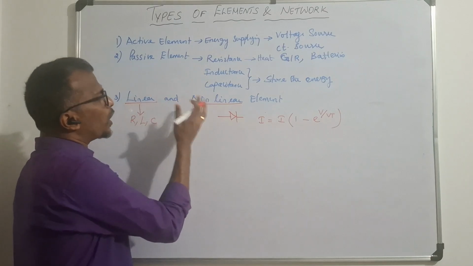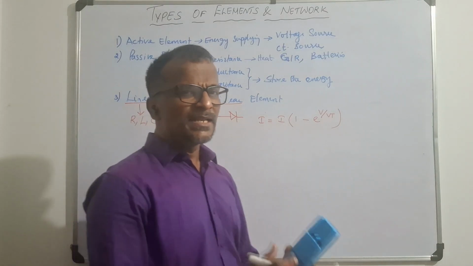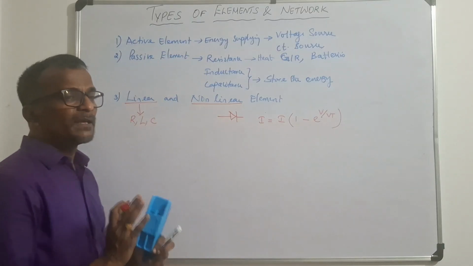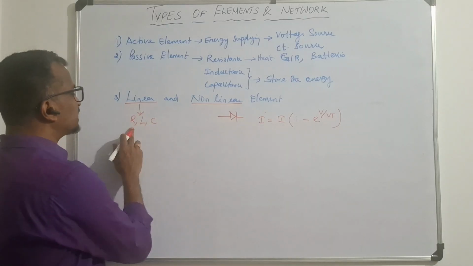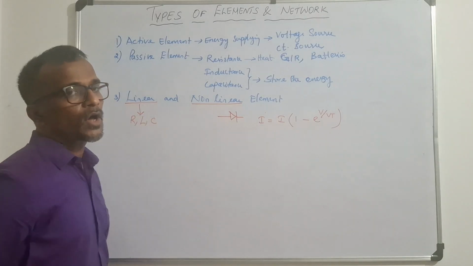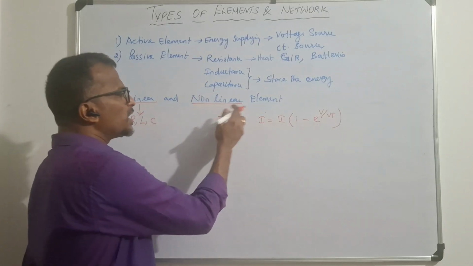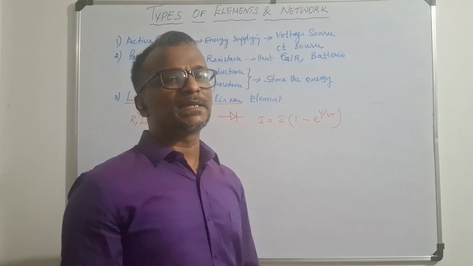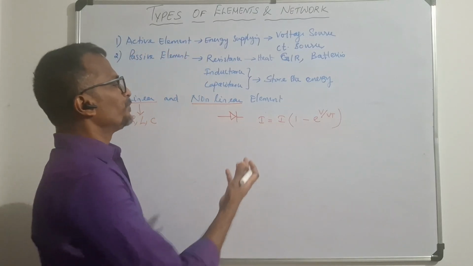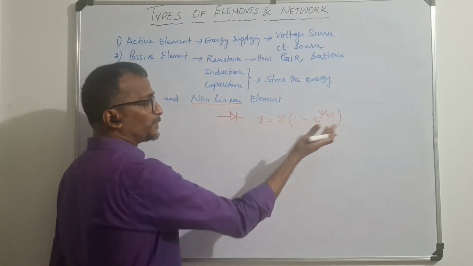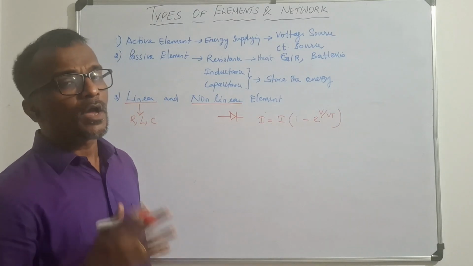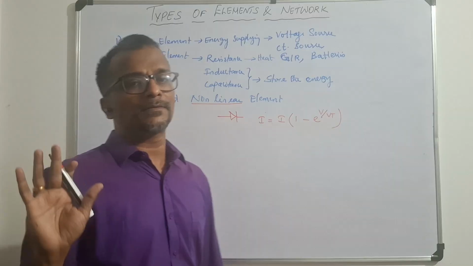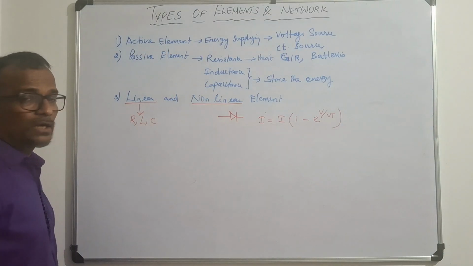Then linear and non-linear elements. Linear element means the voltage and current relationship will be linear. That's why resistance, inductance, capacitance are linear elements. The non-linear elements are the diode, switches and all. Based on this, the current voltage relationship will be in exponential form, or maybe in a different form. We cannot predict it as linear. So that's why it is called as non-linear element.